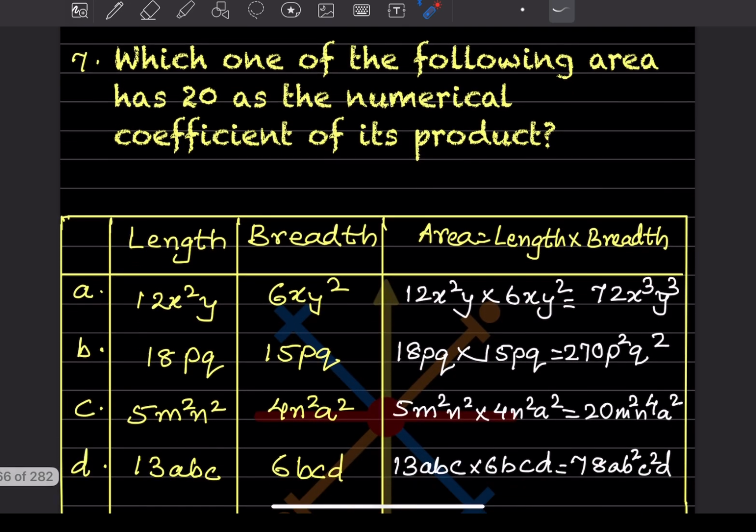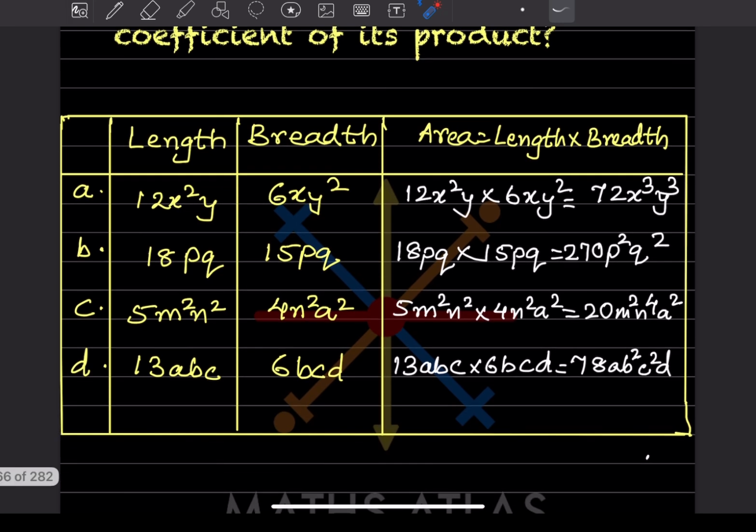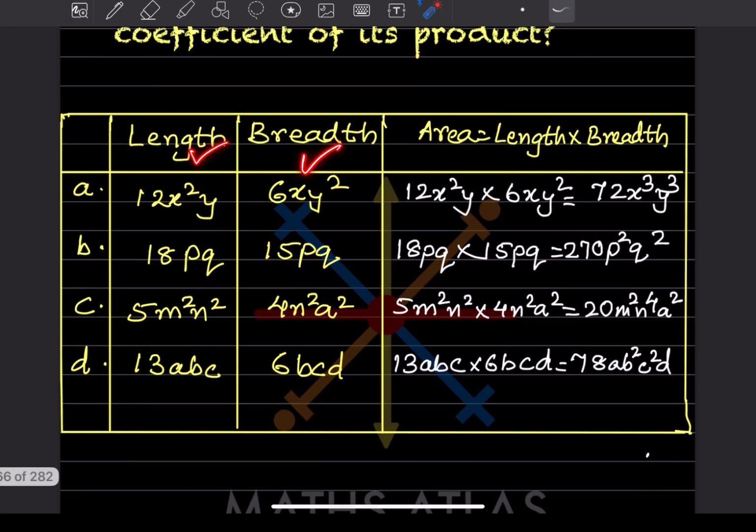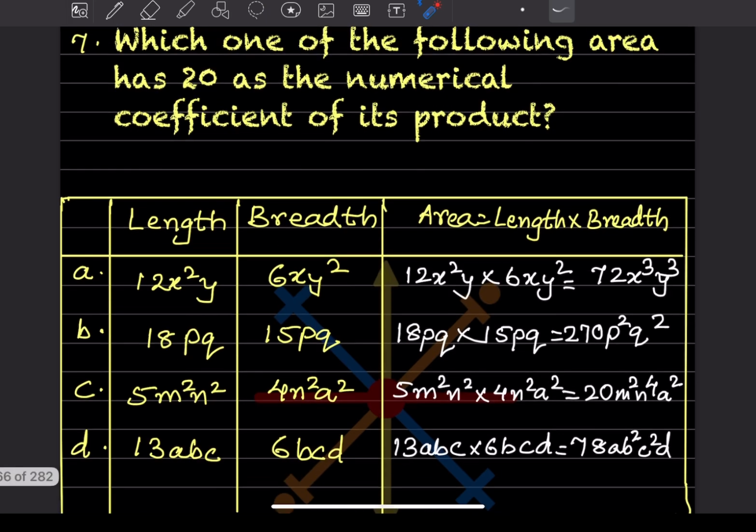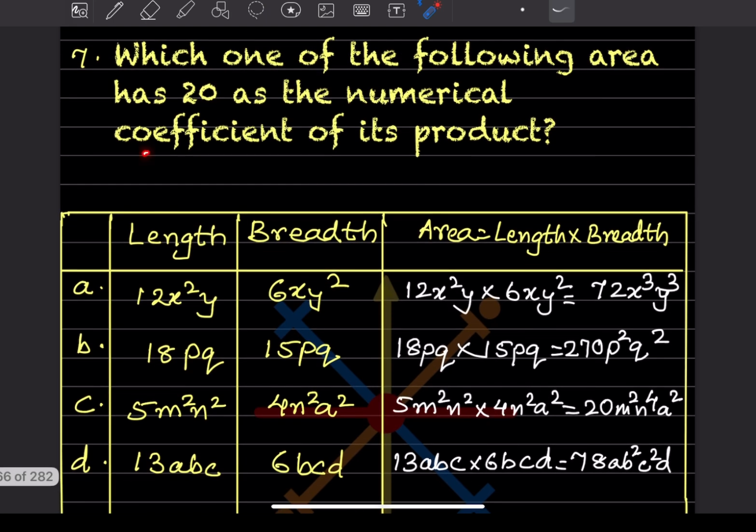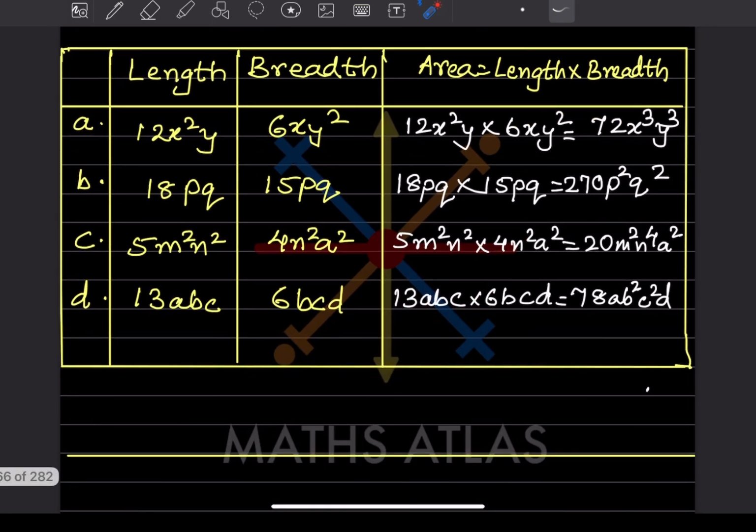Which one of the following areas has 20 as the numerical coefficient of its product? So now see here, all the yellow ones are given in the question, and area is equal to length into breadth, means this multiplied by this. So you have here 72 when you multiply this one. This is going to be x cube and this is going to be y cube. So they said which has 20 as the numerical coefficient. So where do you have 20 as the coefficient?